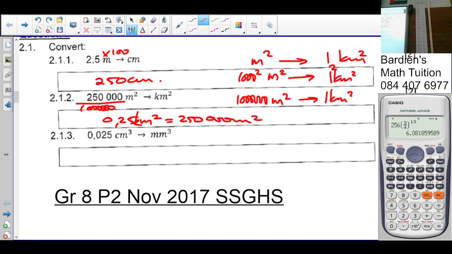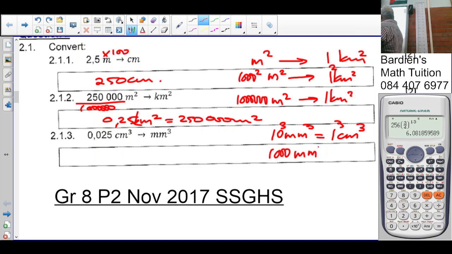Okay. Likewise, when it comes to the centimeters, you're converting from centimeters to millimeters. How many millimeters are there in a centimeter? There are 10 millimeters in 1 centimeter. Now they want it cubed. So what do I do? I cube everything. So it's going to be 1,000 millimeters cubed is equal to 1 centimeter cube.